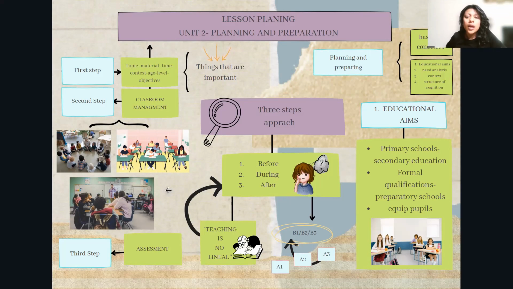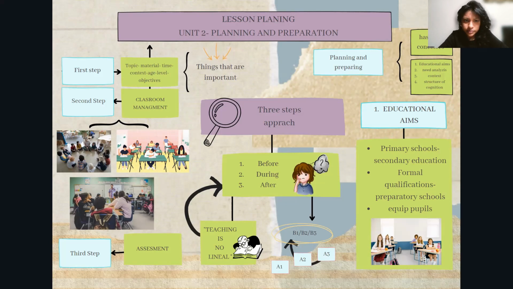Planning and preparation has four connectors, structure, and strengths. The first one is educational aims. The second, need analysis. The third one is context. And finally, a structure of cognitions.